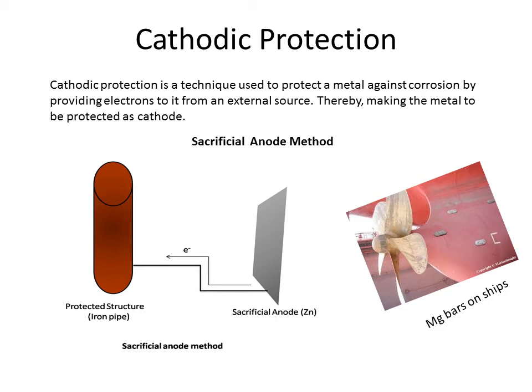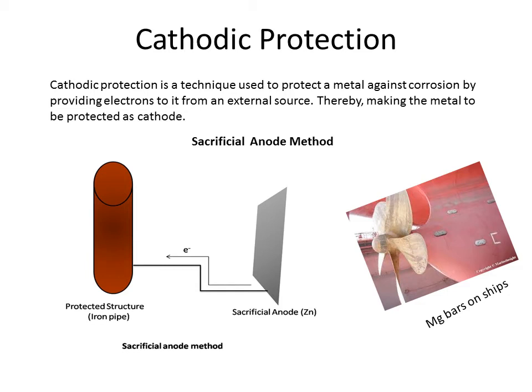To define it, cathodic protection is a technique used to protect a metal against corrosion by providing electrons to it from an external source. When we provide electrons from an external source to our desired metal, that metal acts as cathode and remains unaffected. This is the principle of cathodic protection. In cathodic protection, we have two different methods: one is the sacrificial anode method and the other is the impressed current method.